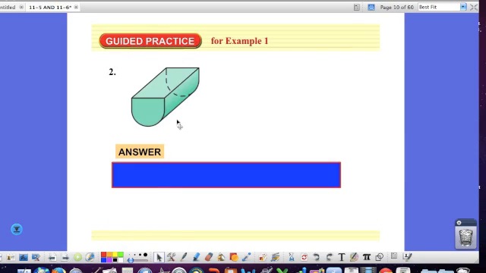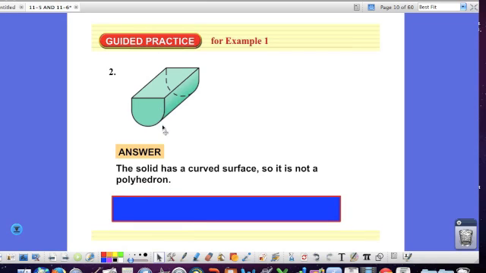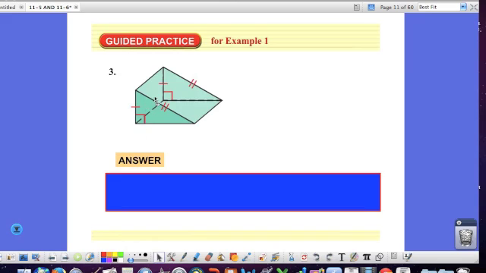Now this one is not a polyhedron, because it has a curved surface. And this is a triangular prism because it has 2 triangles at either side. 1, 2, 3, 4, 5, 6, 7, 8, 9 edges, 1, 2, 3, 4, 5, 6 vertices.